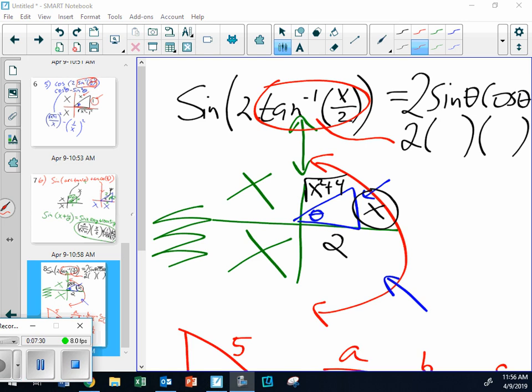So sine is opposite over hypotenuse. X over square root of x squared plus 4. Cosine's adjacent over hypotenuse. 2 over square root of x squared plus 4. And there's your answer.